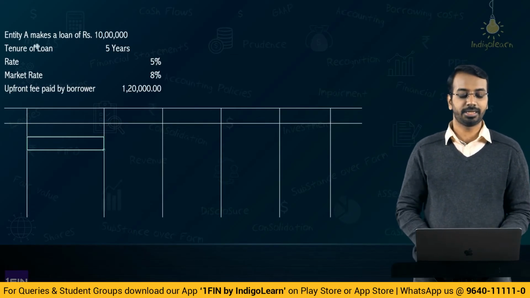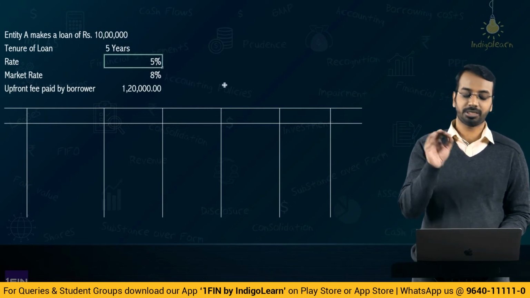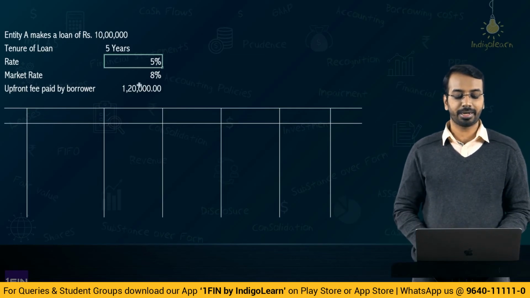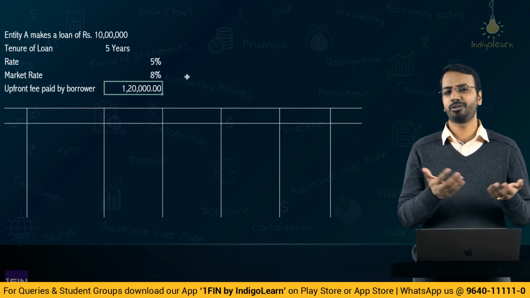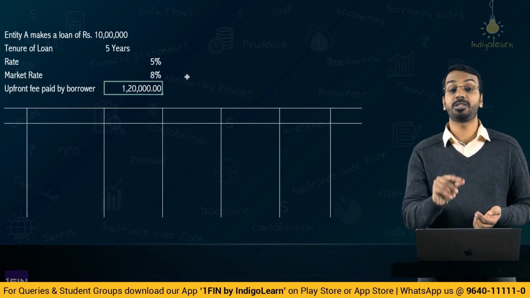So let's say there is an entity which makes a loan of rupees 10 lakhs, tenure of the loan is 5 years, rate is 5%. So the rate which is charged on the loan is 5%, market rate of interest is 8%. Now tell me one thing, will somebody give a loan at below market interest rate? No, right? And even if it is made, there will be some other form of benefit.